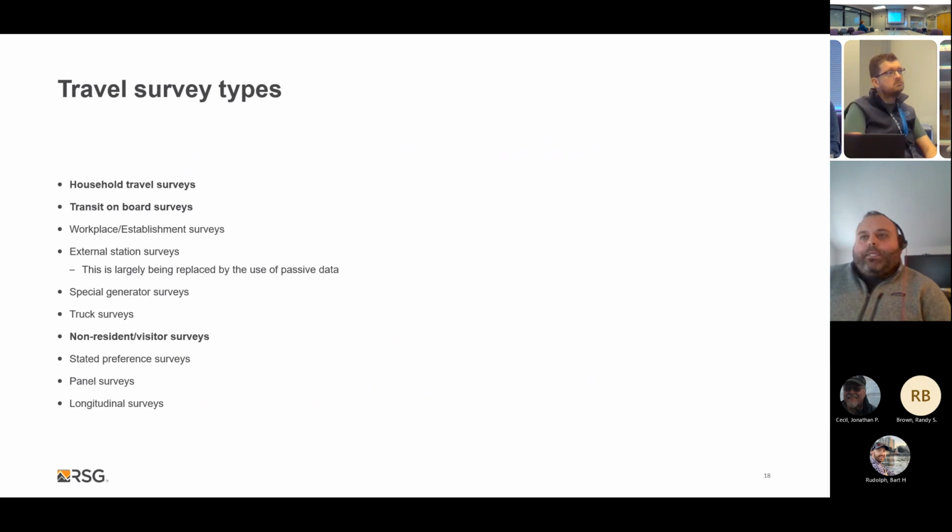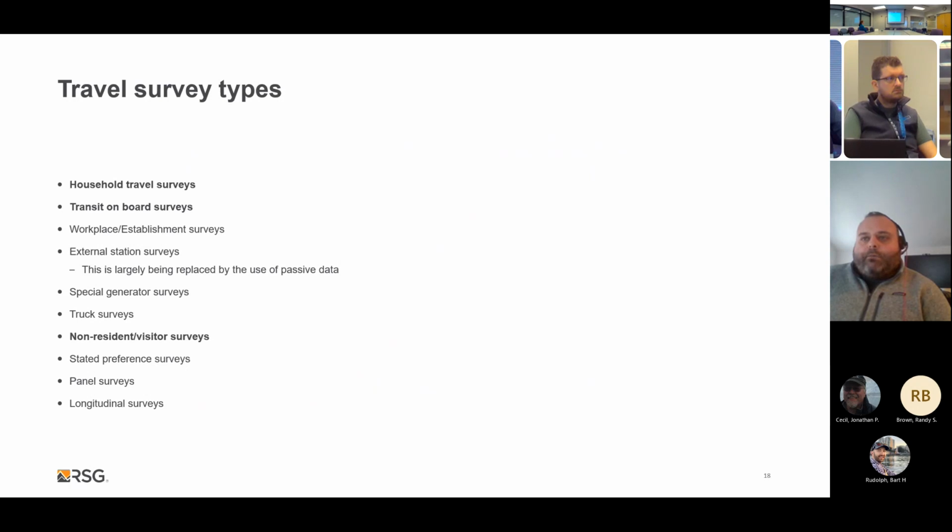There are workplace and establishment surveys, there are external station surveys, but this is largely being replaced by the use of passive data. So we used to do all sorts of different external station surveys using intercept cards, using Bluetooth, but now with the advent of passive data, using your cell phone or connected vehicle data, it's a lot cheaper to get information on external station and external surveys into your study area from that. And then we have truck surveys.